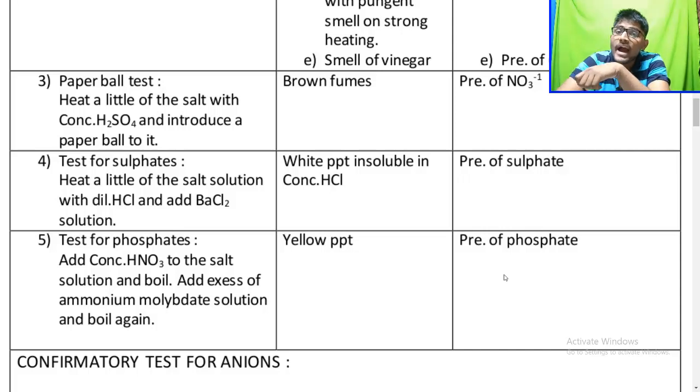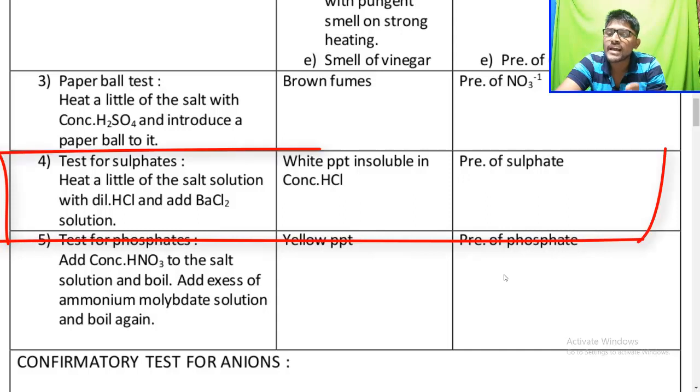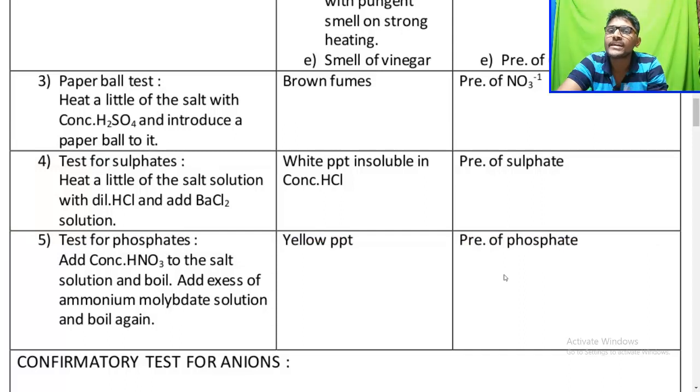As I told you, in IFSC, aluminium sulphate is most probably coming in your examination, so get into that test. Sulphate test: heat a little of the salt solution with dilute HCl and add BaCl2 solution. Yes, this is a very important test and it is very easy to perform, so basically get into this.